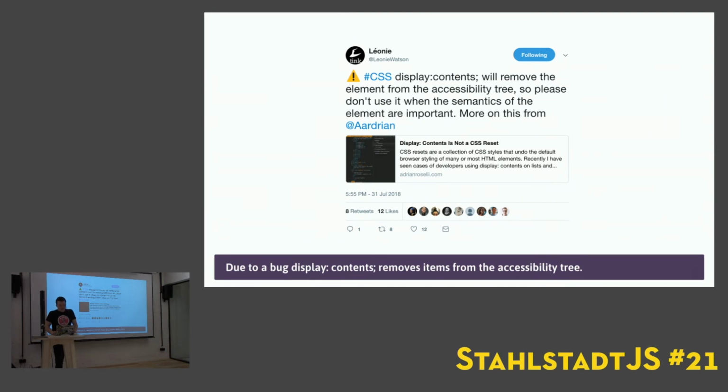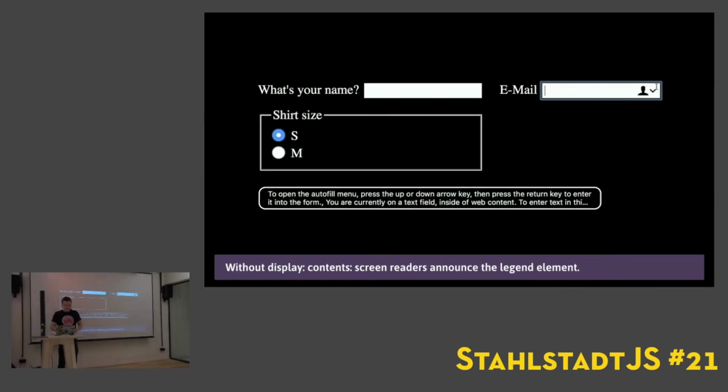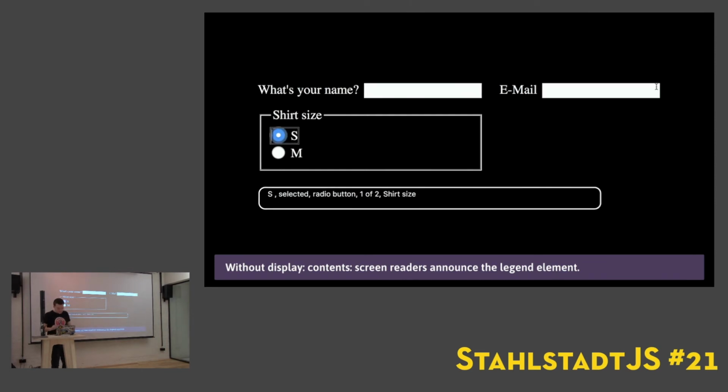We can't use display contents, I'm really sorry. Here's an example. Let's say we have this field set, and you can see that the legend of the field set is shirt size, and we have 2 labels, small and medium. And let's try sound. S, selected radio button, 1 of 2, shirt size. M, selected radio button, 2 of 2, shirt size.